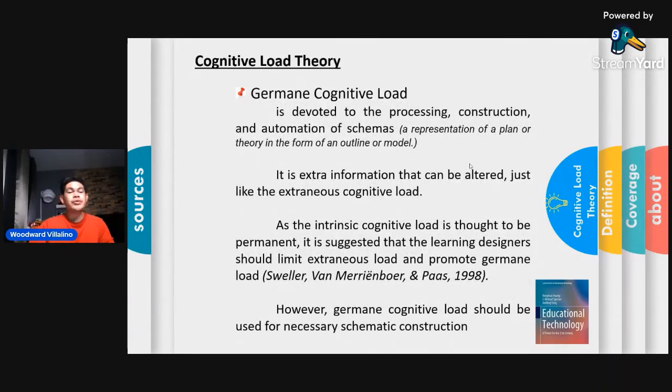Now we will proceed to the germane cognitive load. It is devoted to the processing, construction, and automation of schemas. So we would like to be reminded that schemas are representations of a plan or a theory in the form of an outline or a model. So the germane cognitive load is devoted to the processing, construction, and automation of the schemas. So it is extra information that can be altered. So this also could be altered.